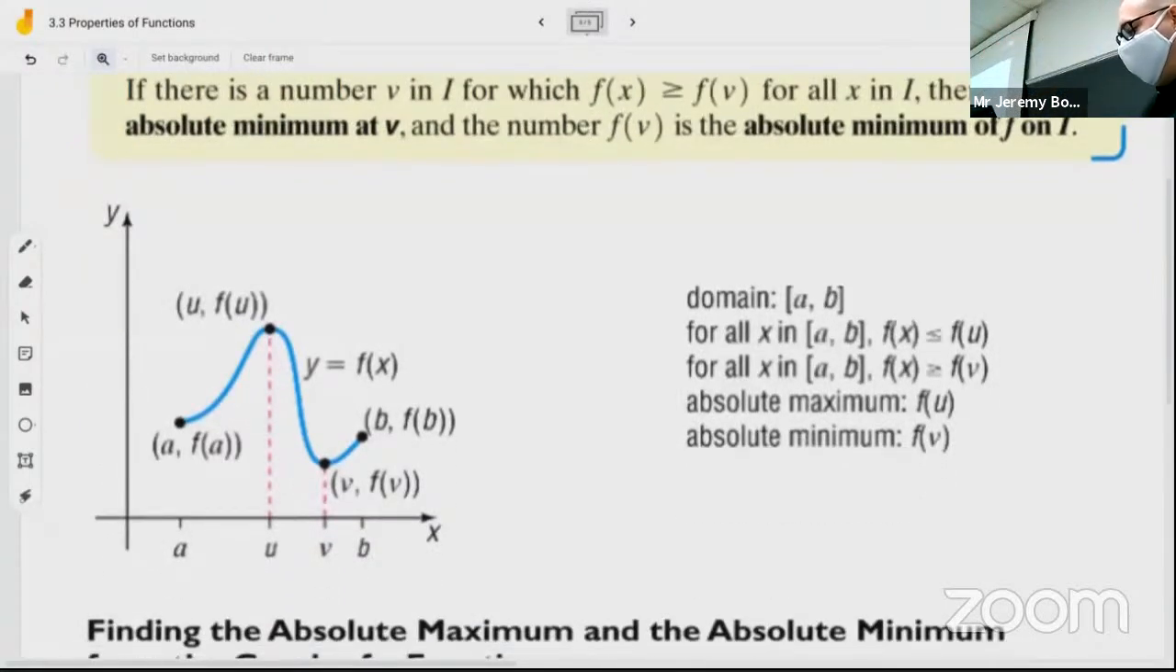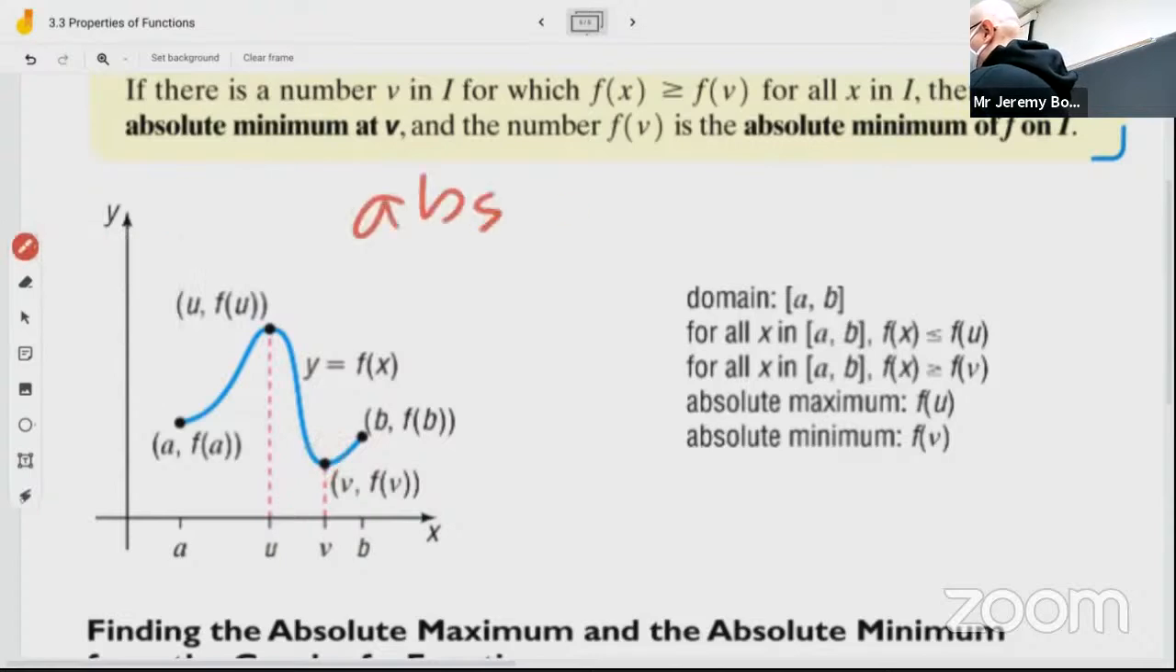So if we're looking at a graph like this, where is my absolute minimum going to be? We've got a, u, b, and b. What's the absolute, did I say minimum or maximum? Minimum. Where's my lowest point? B, right? Now, we need to look at the endpoints and this point and make sure that this one's lower. It is. So the absolute min would be at x equals b, and it would have a value of f of b.